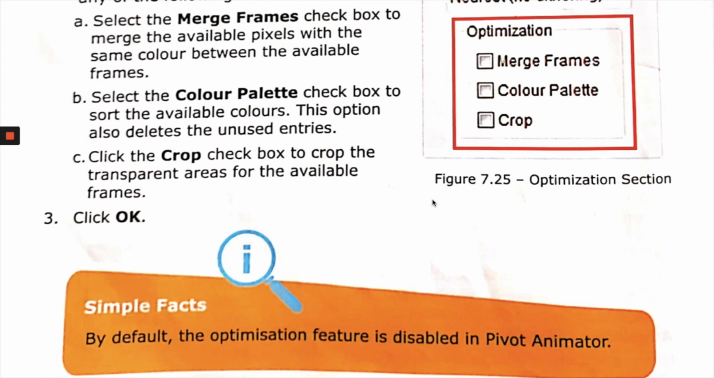By default, the optimization feature is disabled in Pivot Animator. When you open Pivot Animator, it is always disabled by default. If you want it, you can always enable it. The optimization section is shown in figure 7.25.